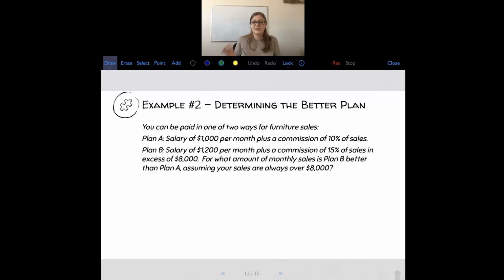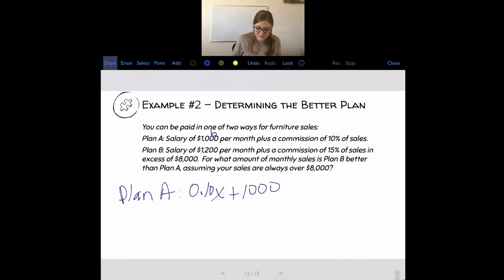So what we can do is use our knowledge of linear equations in order to convert Plan A and Plan B into linear equations and then come up with an inequality, because we're looking for more than in order to find the answer to this problem. So for plan A, our starting point is $1,000. So this is going to play the role of b, or the y-intercept. So again, no matter how much furniture you sell, you're earning that $1,000 plus 10% of sales. So let's call x sales, and you would be earning 10%. Okay, so you sell something, you get 10%. You sell something, you get 10%, and so on and so forth.